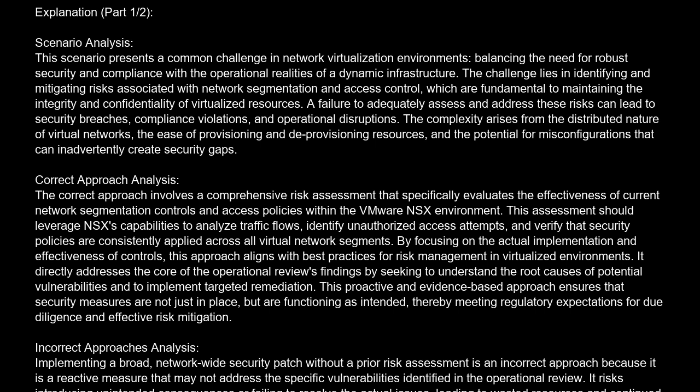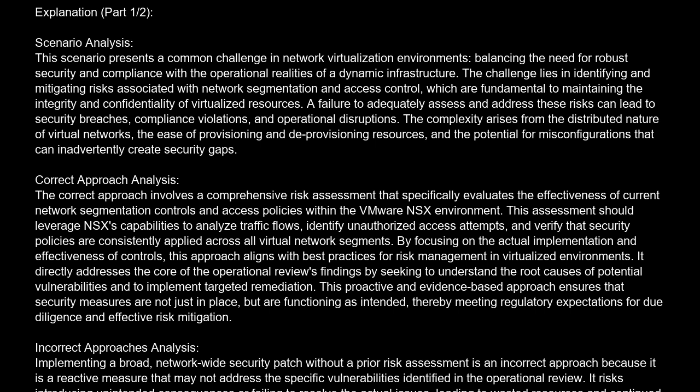Correct approach analysis. The correct approach involves a comprehensive risk assessment that specifically evaluates the effectiveness of current network segmentation controls and access policies within the VMware NSX environment. This assessment should leverage NSX's capabilities to analyze traffic flows, identify unauthorized access attempts, and verify that security policies are consistently applied across all virtual network segments.